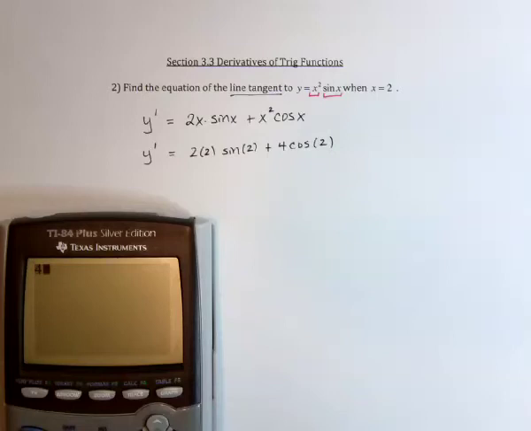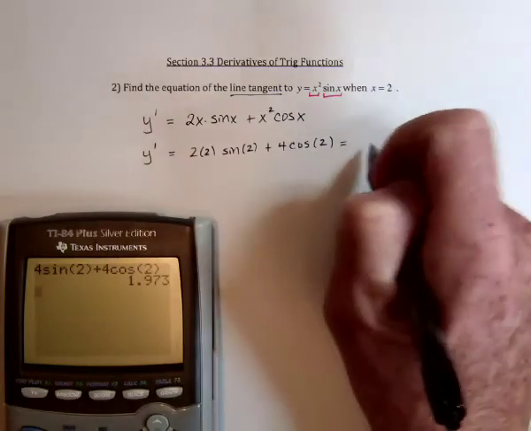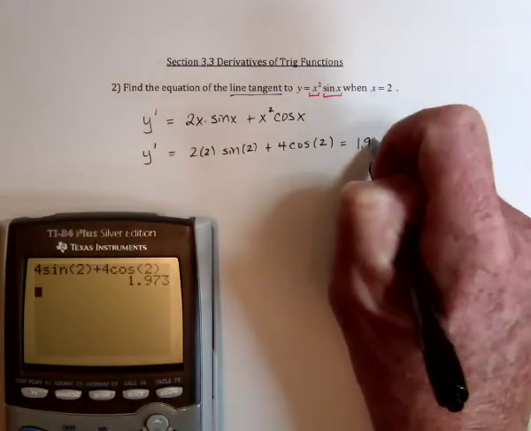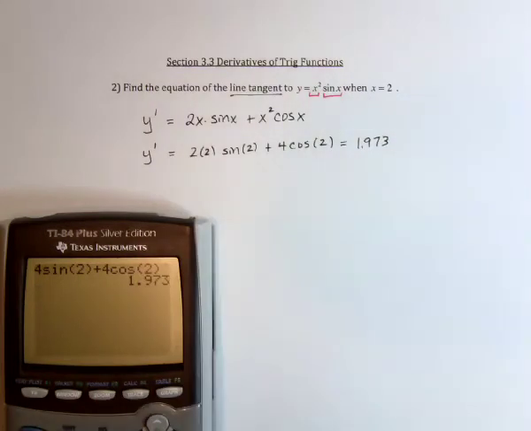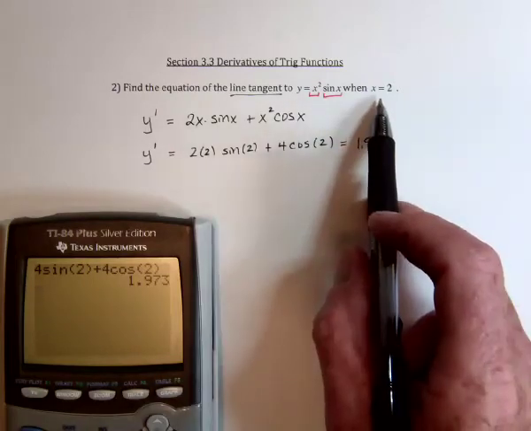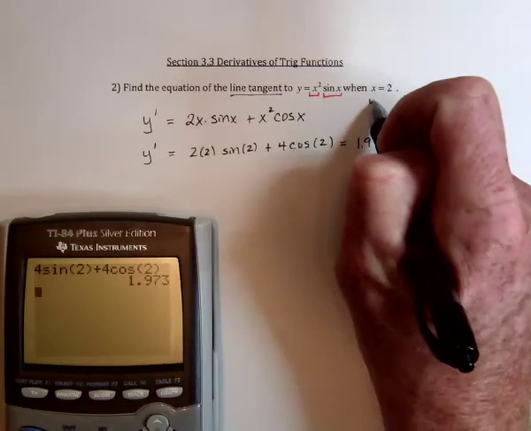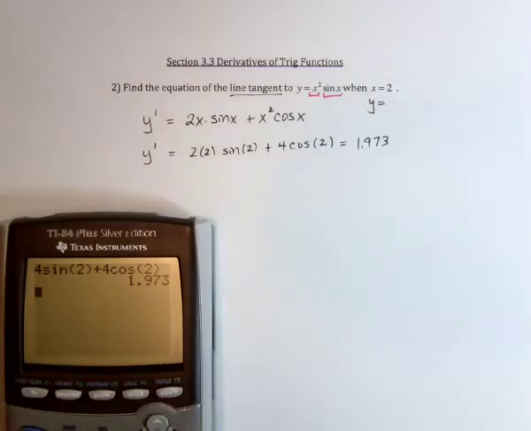Alright, then we've got 4 sine of 2 plus 4 cosine of 2. And so the slope of the tangent line is 1.973. In order to use the point slope formula, the other thing we need to know is what's the y value when x equals 2. So go back to the function and substitute in 2, which is going to be 2 squared and sine of 2.